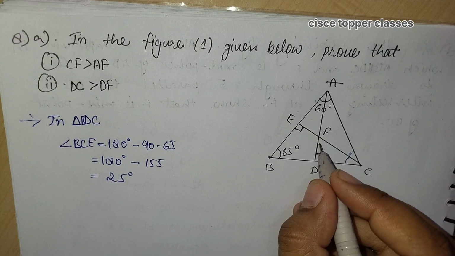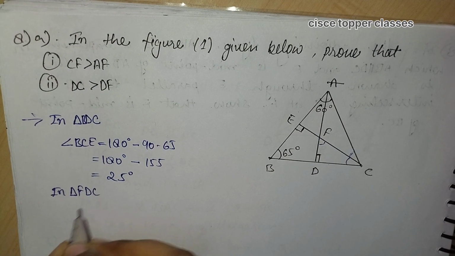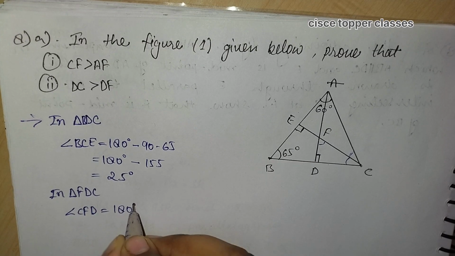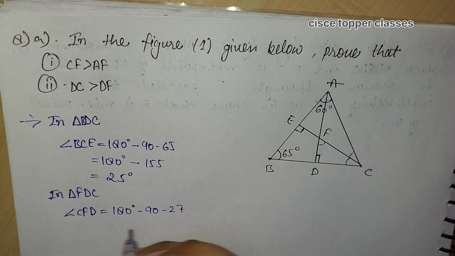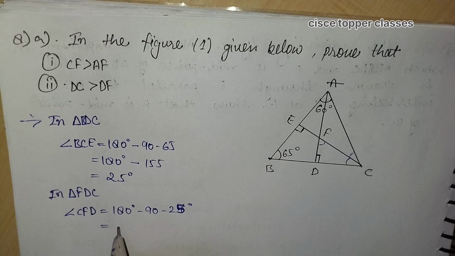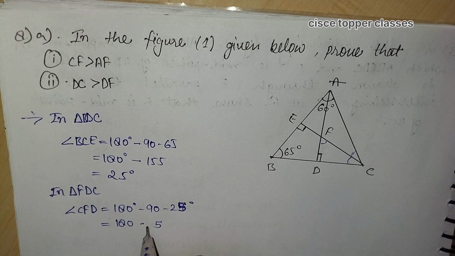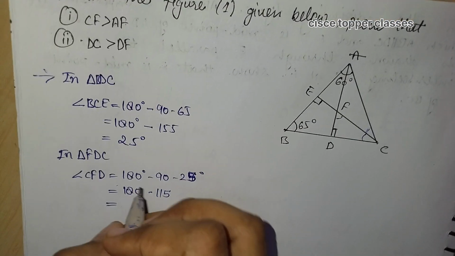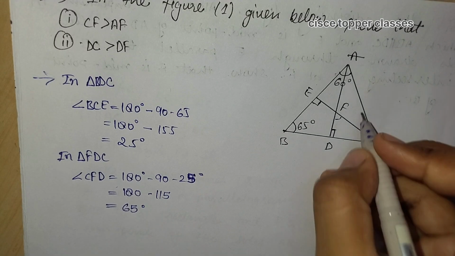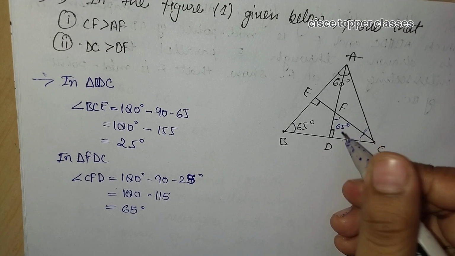Now we will find the value of this angle in the triangle FDC. So angle CFD is equal to 180 degree minus 90 minus 25. Sorry, this is 25 here. So we can write 180 degree minus 115. On subtracting, we will get 65 degree. So here the value of this angle is 65 degree, and we have found the value of this angle.